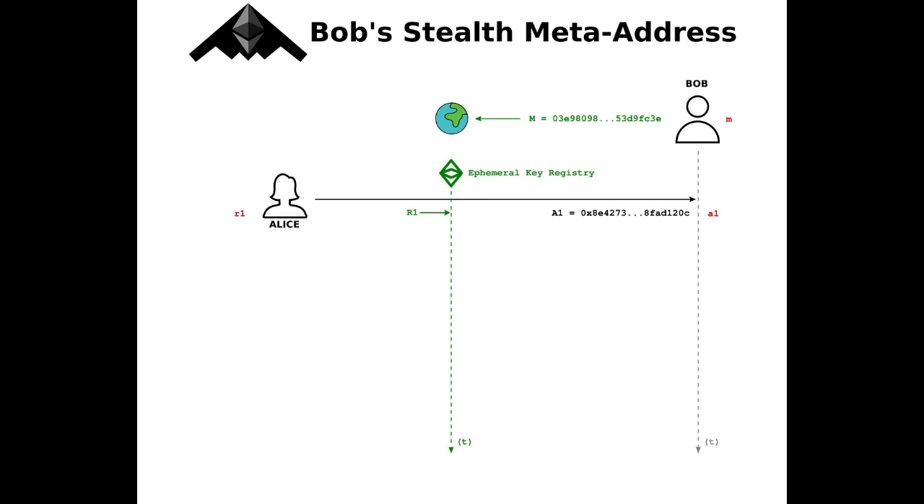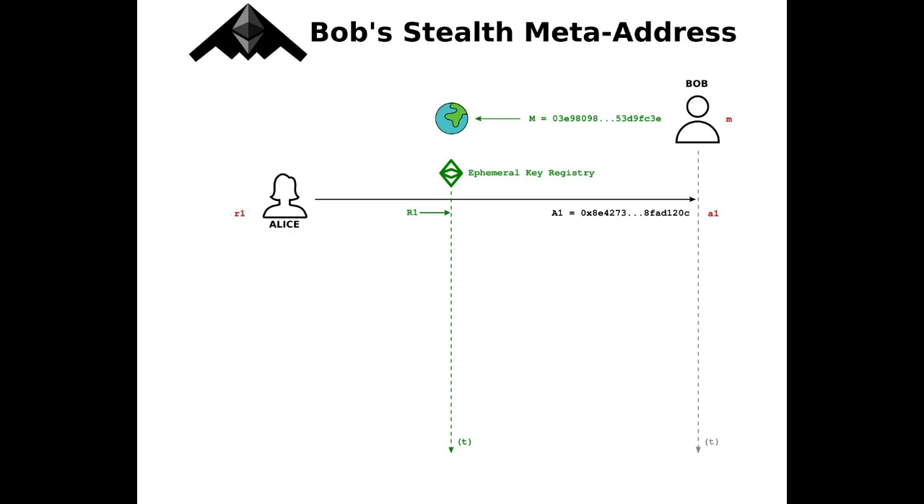Now Alice makes a stealth payment. She creates a new random private key, small r, calculates the public key from that, and that's labeled capital R. This is called an ephemeral key because it's used once per transaction, and Alice can discard this private key as it's no longer needed after she's made these calculations. Alice posts this ephemeral key in some well-known registry, such as a smart contract. Bob will have to check this same registry later to detect payment. This registry is public and not related to Bob's business in any way.